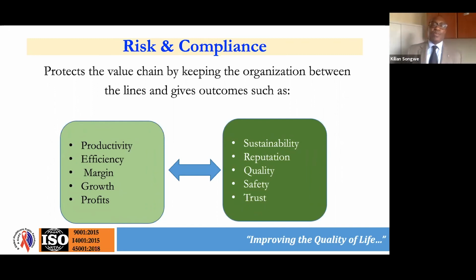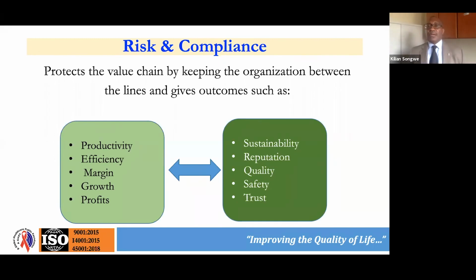We're basically looking at how two sets of things are interchangeable. There is productivity, there is efficiency, there are the margins that we have to make as a business, there is growth and profits. But then on the other hand, you need to think about sustainability, the reputation of the company, what is the quality of service and the products that you're going to put out.